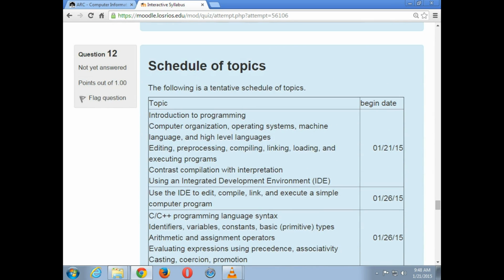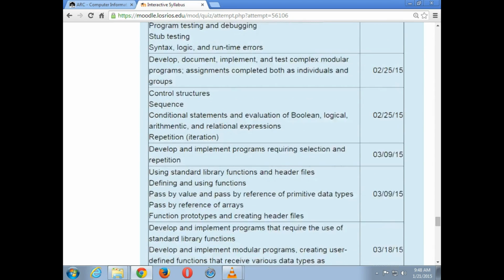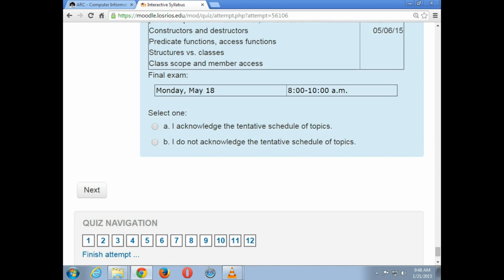Okay, and this is the schedule of the topics. I usually go roughly by this schedule, and I'm hoping this semester, by shifting more of the hands-on discussion to the lab time, I can finish most of these topics. The final exam is at the bottom here. It is on May 18th on the Monday, and the time is from 8 to 10 a.m.